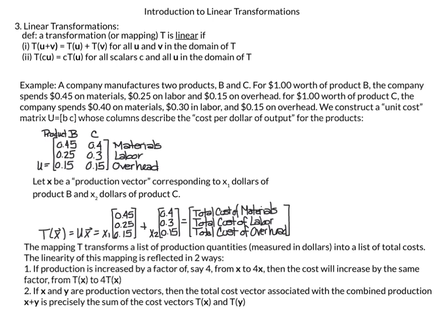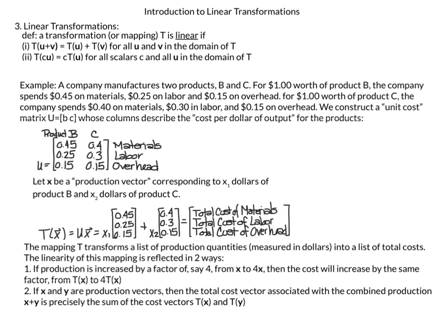Here's another more wordy example, but not nearly as complicated. A company manufactures two products, B and C. For $1 worth of product B, the company spends 45 cents on materials, 25 cents on labor, and 15 cents on overhead. We saw a problem like this earlier in, I don't know, chapter something. For $1 worth of product C, the company spends 40 cents on materials, 30 cents on labor, and 15 cents on overhead.